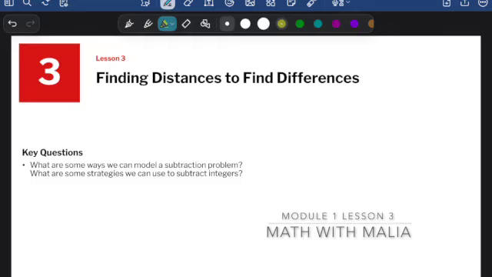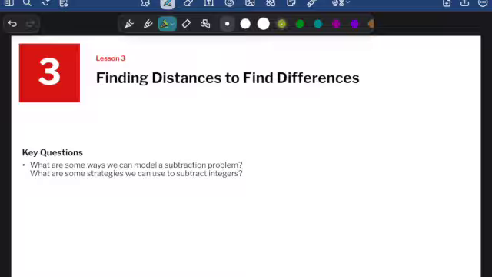Today we're doing Eureka Squared, Grade 7-8, Module 1, Lesson 3, Finding Distances to Find Differences. After this lesson, we're going to be able to describe ways that we can model a subtraction problem and strategies that we can use to subtract integers.